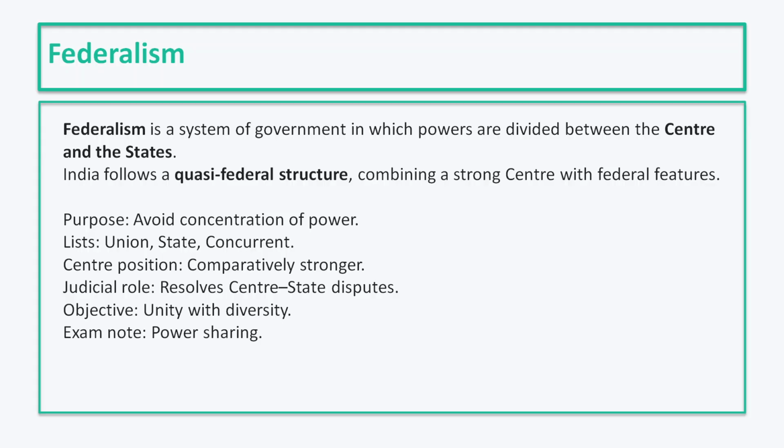So the basic idea of this is that a country is too big. As we all know, India is too big and too diverse to be governed from one place alone. That is why in India we have both national interests and local interests. Federalism allows both to exist together. Now India follows what we call a quasi-federal system. That means it is federal in structure, but the center is stronger than the states. The constitution clearly divides powers through three lists: the union list, the state list, and the concurrent list.